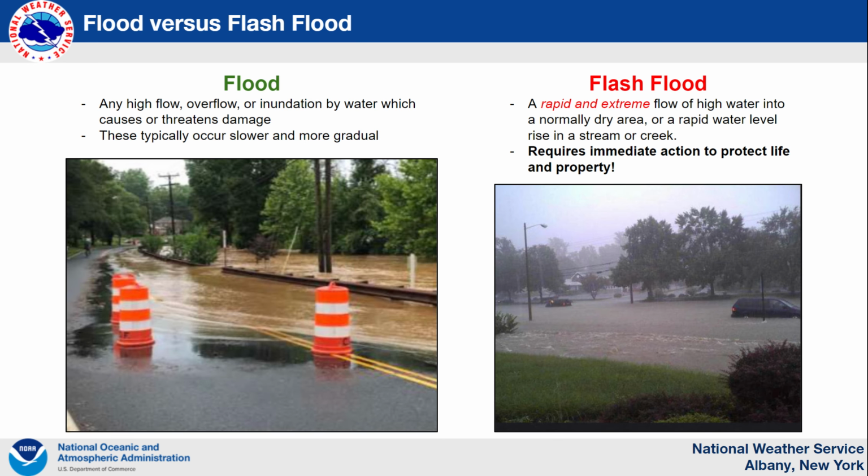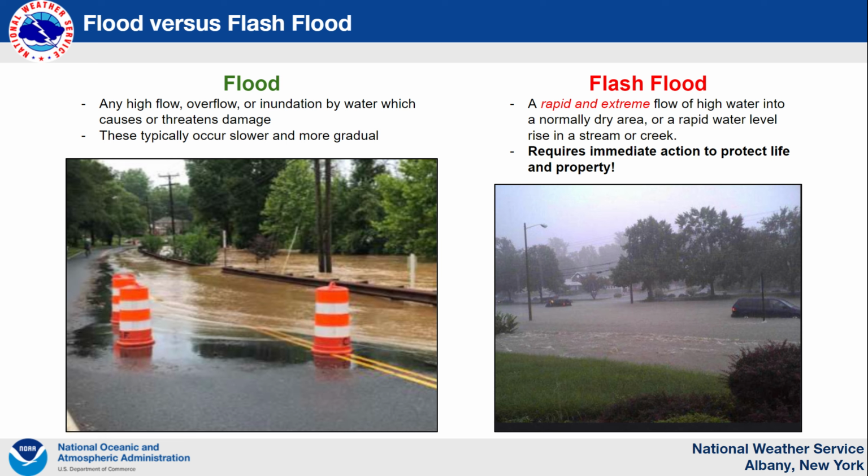Here we'll show the difference between a flood versus a flash flood. So a flood, or sometimes we do use the term areal flood, but that is less common nowadays, is any high flow, overflow, or inundation of water which can cause or threaten damage. And these typically occur slower and more gradually. This could also just be ponding of water over roadways, parking lots, different types of grassy surfaces, low-lying areas, poor drainage areas. That is the type of flooding that you would typically see in this type of regime. And usually if we have water in this type of nature, it is either standing water or is moving relatively slowly, but it is still dangerous.